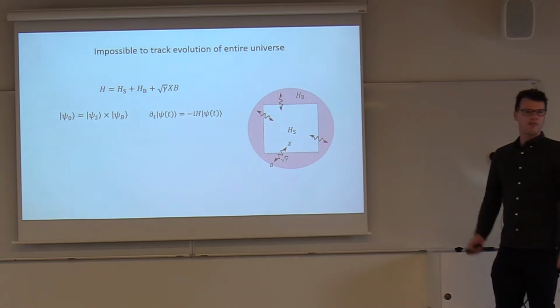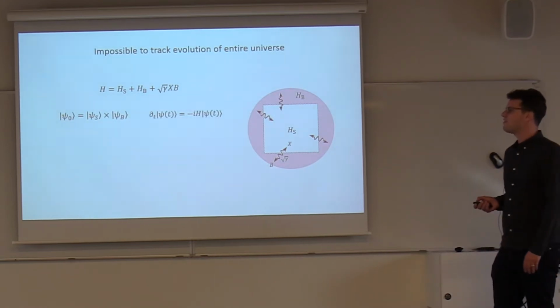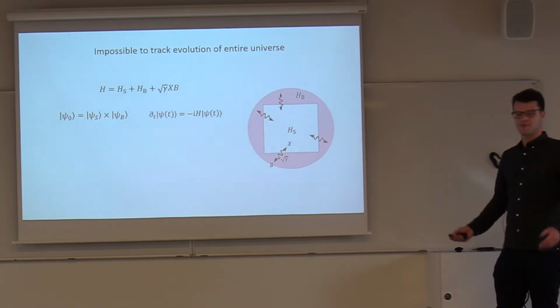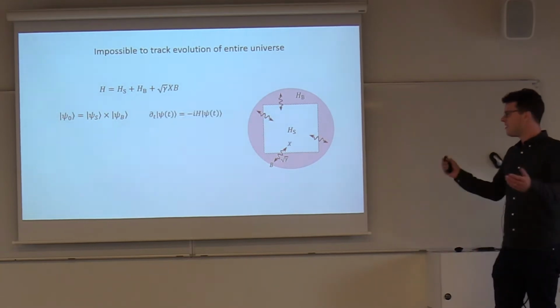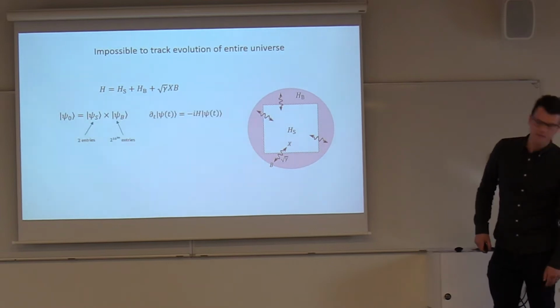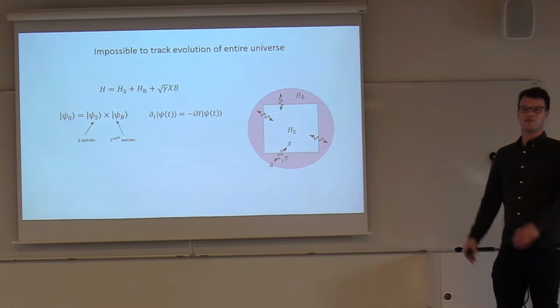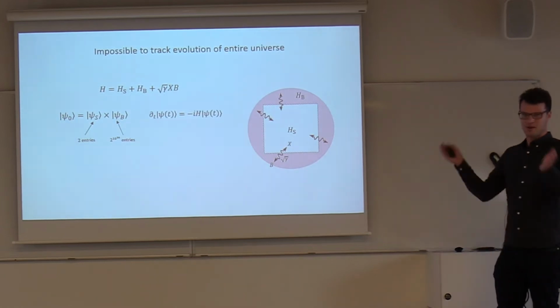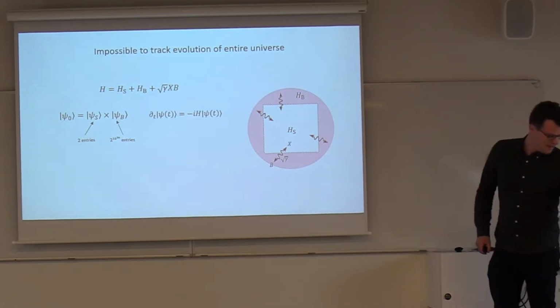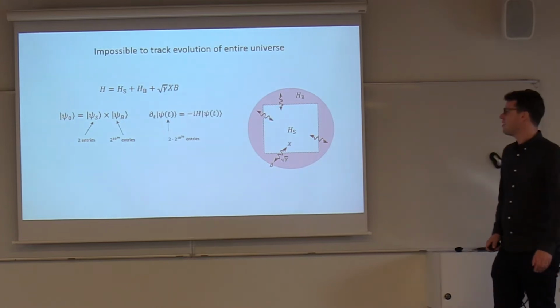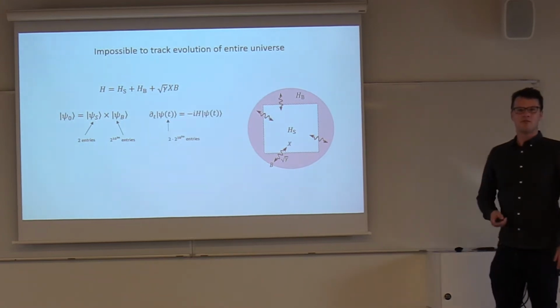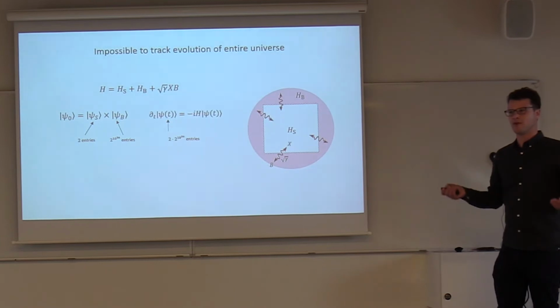We could try to solve the Schrödinger equation. So we set up a wave function for the whole universe, and then we evolve it in time. But this is not feasible. Say the whole universe has 10 to the 26 degrees of freedom, then we need 2 to the 10 to the 26 numbers to just keep track of the wave function. That's impossible. That's a very large number. So it's impossible to solve the Schrödinger equation for an open quantum system.